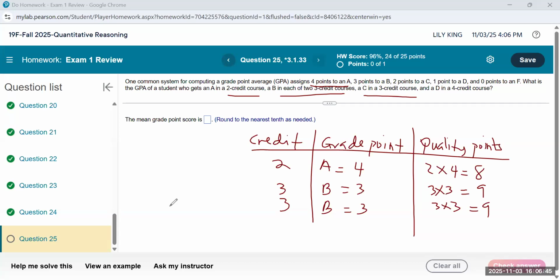And we have a C in a 3 credit course. So for a 3 credit course, the student had a C, and C is 2 on the grading scale. So 3 times 2 is 6. And the last one is a D in a 4 credit course. And D is 1 point.